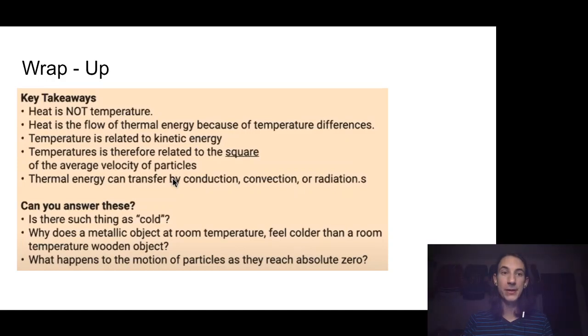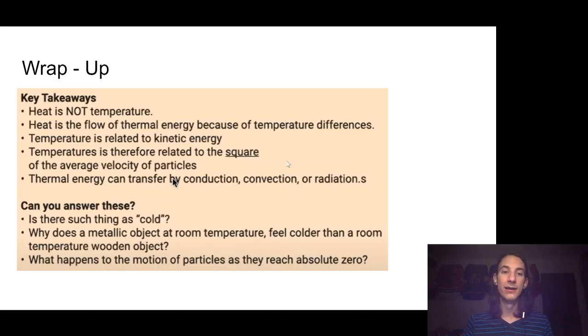So the main takeaways: heat is not temperature. Heat is the flow of thermal energy because of temperature differences. Temperature is related to kinetic energy. Temperature is therefore related to the square of the average velocity of the particles. And thermal energy can move by conduction, convection, or radiation.